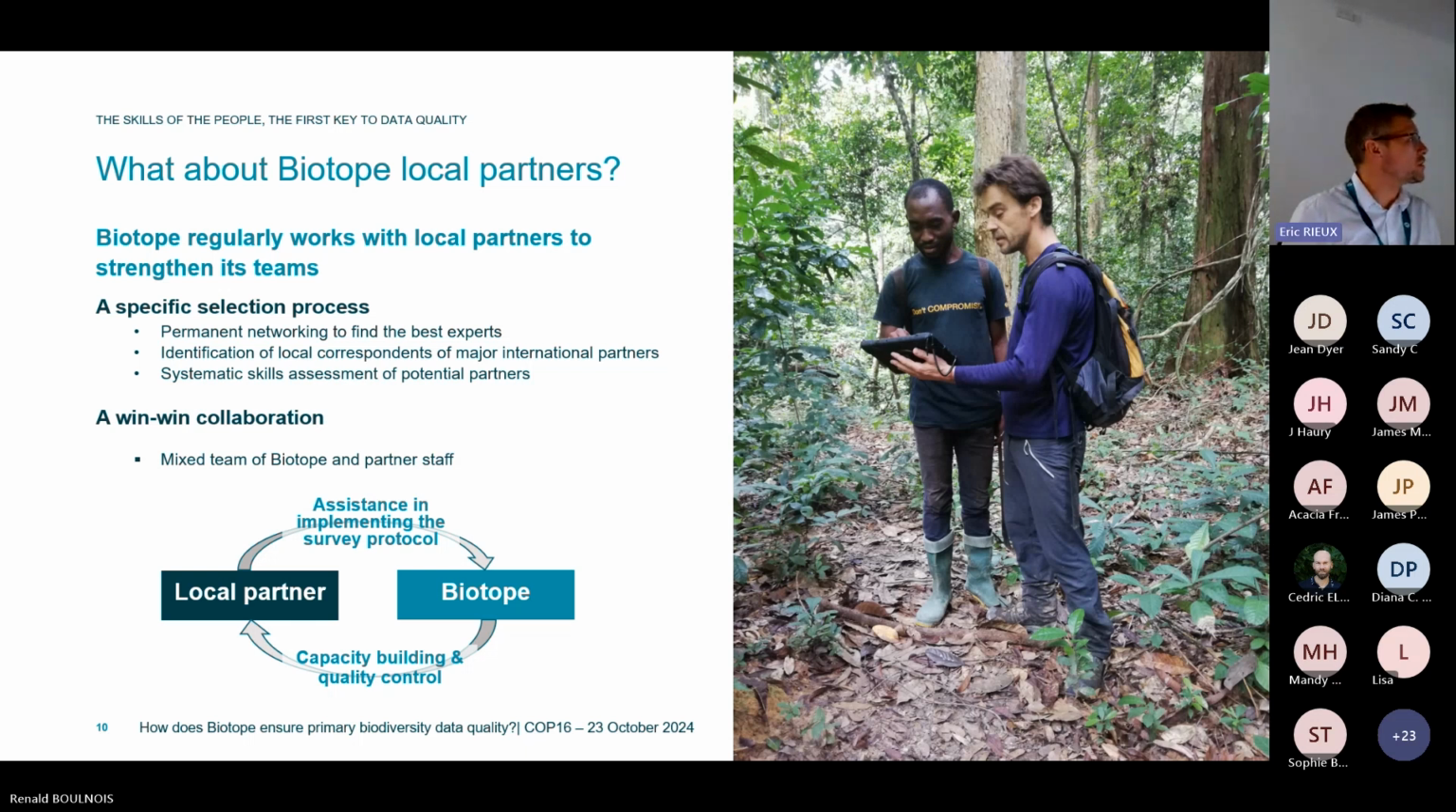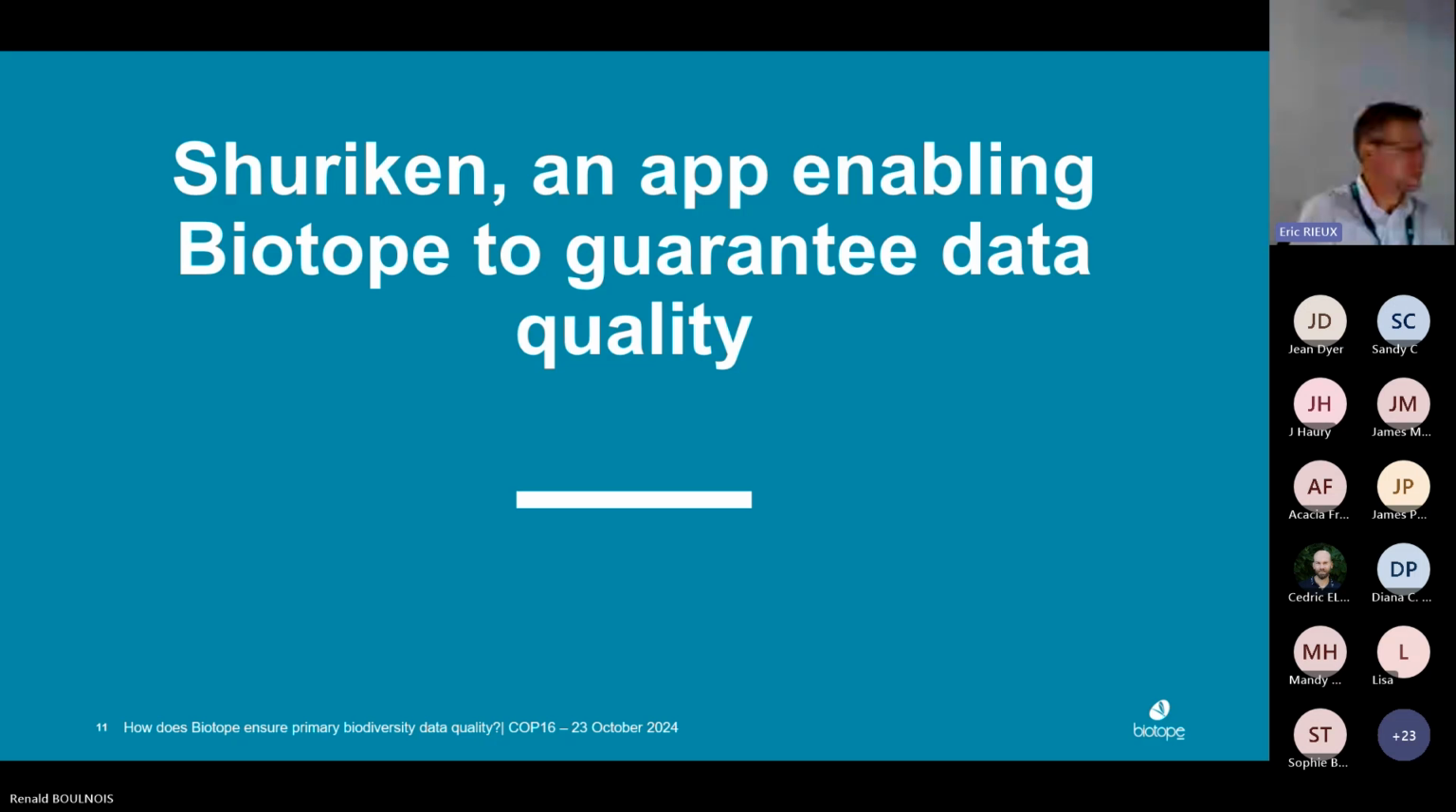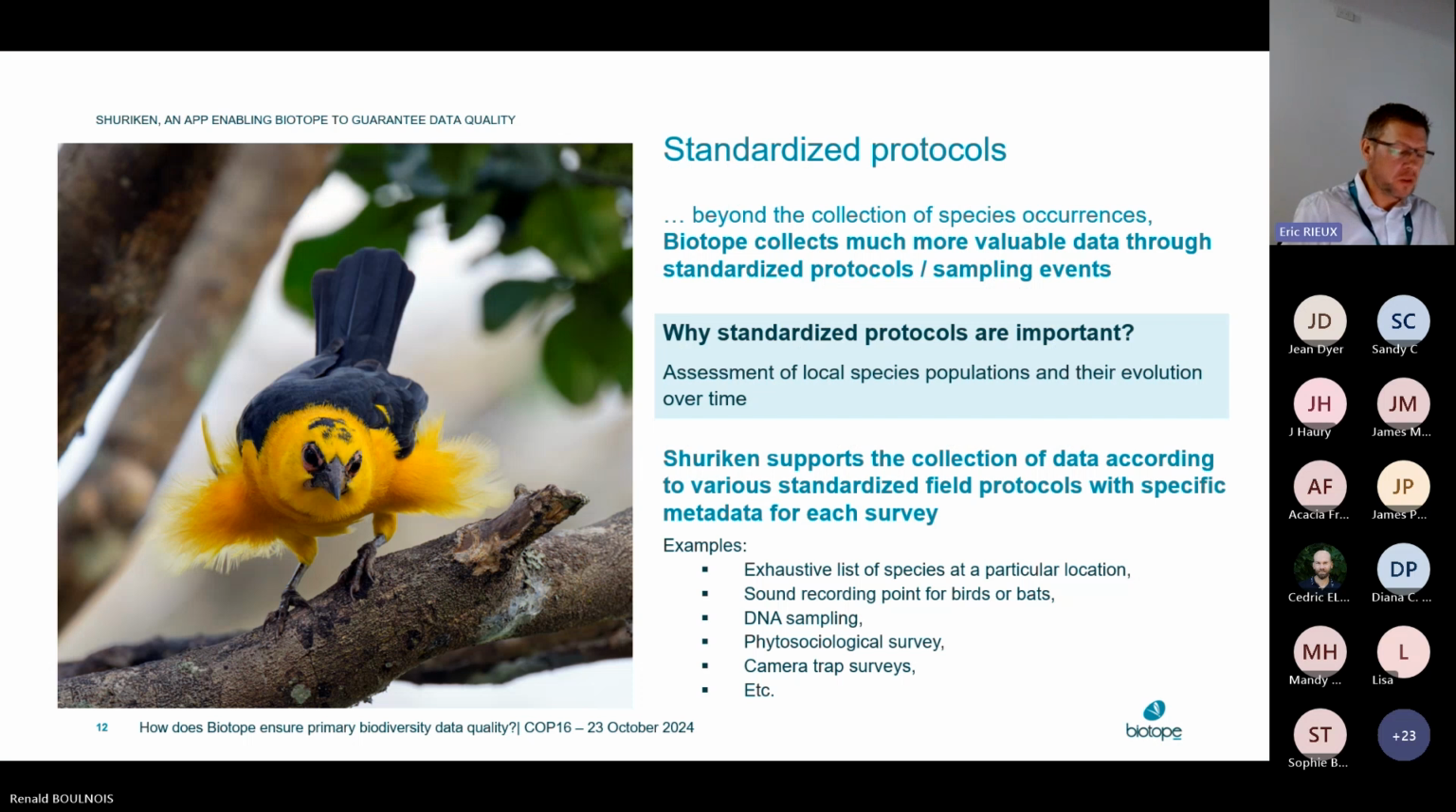So now I have discussed the skills of the people who are collecting the data, but we can help those people with specific tools, and Shuriken is one of them. Shuriken is an in-house tool developed by BIOTOPE. And what is very important is that Shuriken can gather both the protocols to collect the data and the data themselves.